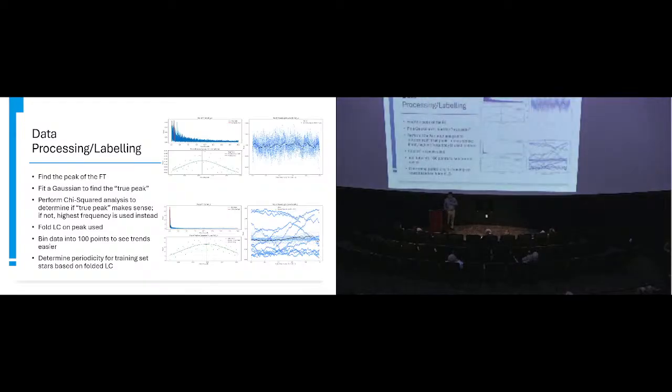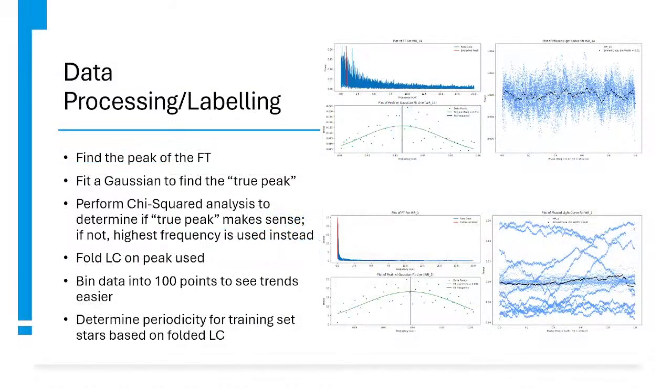So the data processing, this is the part that took me the longest. To start, we were trying to phase the light curves. First of all, we had to find the peak of the Fourier transform. In the top left of both of these plots, you have the Fourier transform there, and the red line showing there is the peak in these two stars.